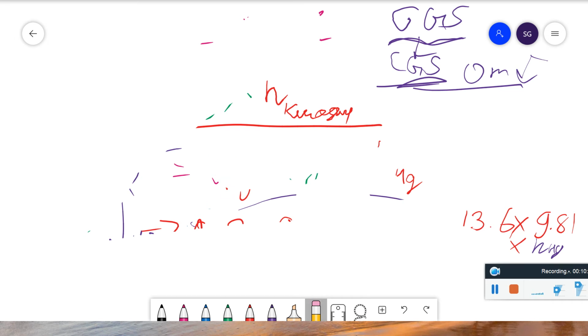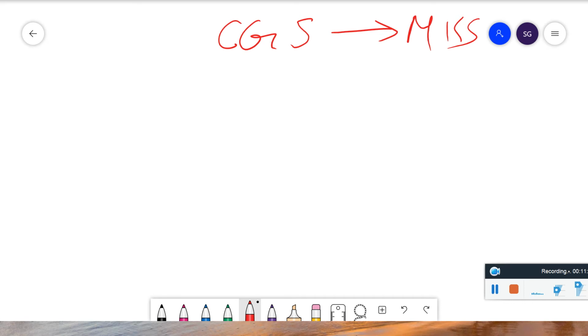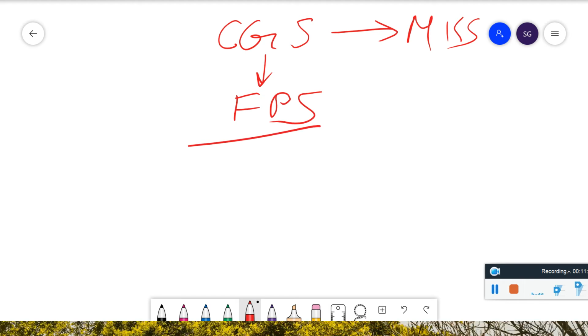Wait, I will just clear the canvas. So we have done the conversion in CGS. I have told you how to convert it into MKS. Okay, so I will just check out the relation. Wait, I'm sorry, I don't remember the relation, but I will just confirm it. If we want to convert to FPS, that's more important. When we use FPS, that's why I am more concerned about FPS. So I will just find out FPS.